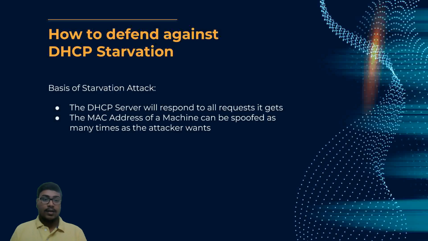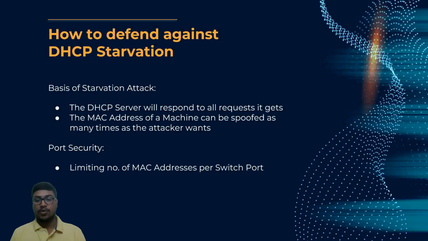Now the issue is that the DHCP server cannot in any manner understand, or we cannot make the server understand, which are legit requests and which are supposed to be spoofed MAC address requests, and hence we can do nothing to cater to the first point. Hence all we are left with is the second point that we can take care of. And to take care of this MAC address spoofing, we implement port security. So what port security says is that it limits the number of MAC addresses per switch port.